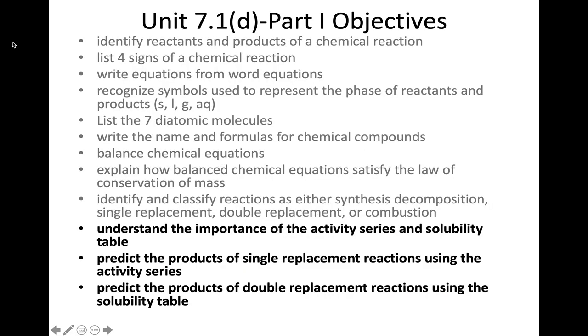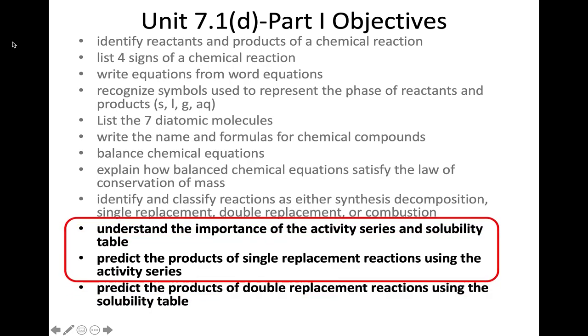In this next section, 7.1D, part 1 of 2 parts, we're going to look at using what is called an activity series table and then a solubility table. And from that, we're going to use that to predict products of single replacement reactions using this series. So we're looking only at single replacement reactions. Part 2 will focus on the double replacement.